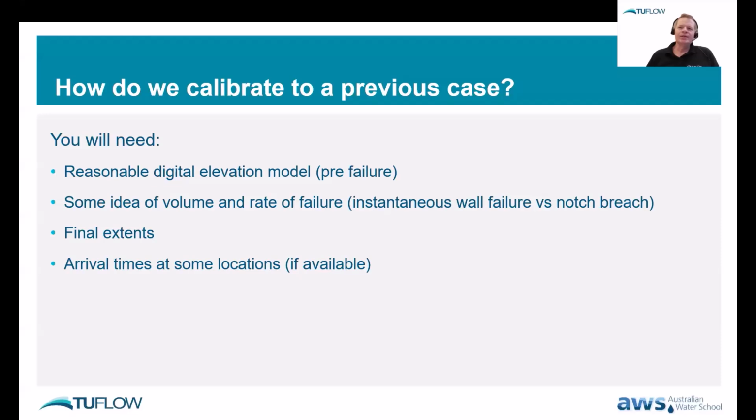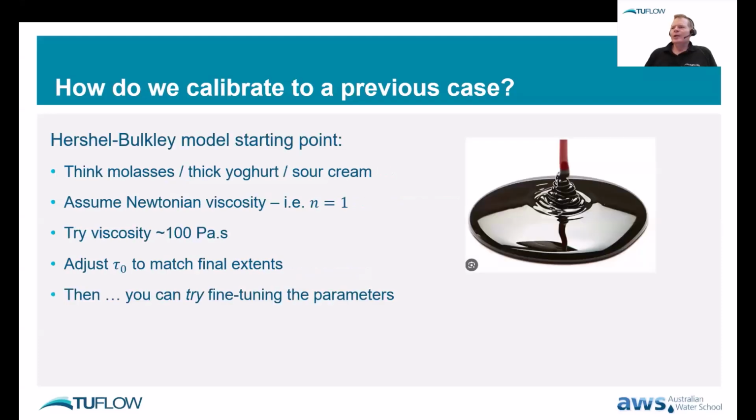And that generally is going to be fairly well known from mapping that's done after the event. You might possibly also have some arrival times for when the flood wave got to particular locations, but you'd have to treat them with caution unless you really know for sure exactly how they were determined and whether or not they're accurate. So, okay, I've got all of that.